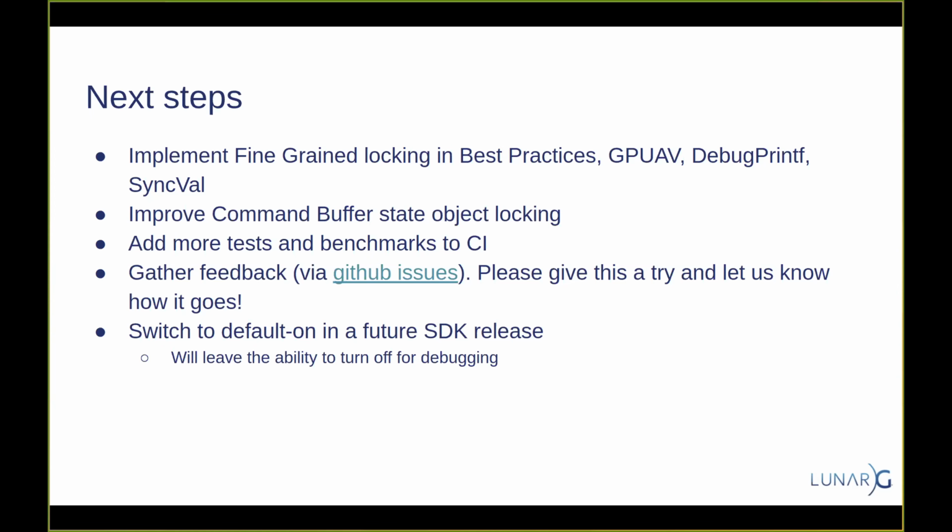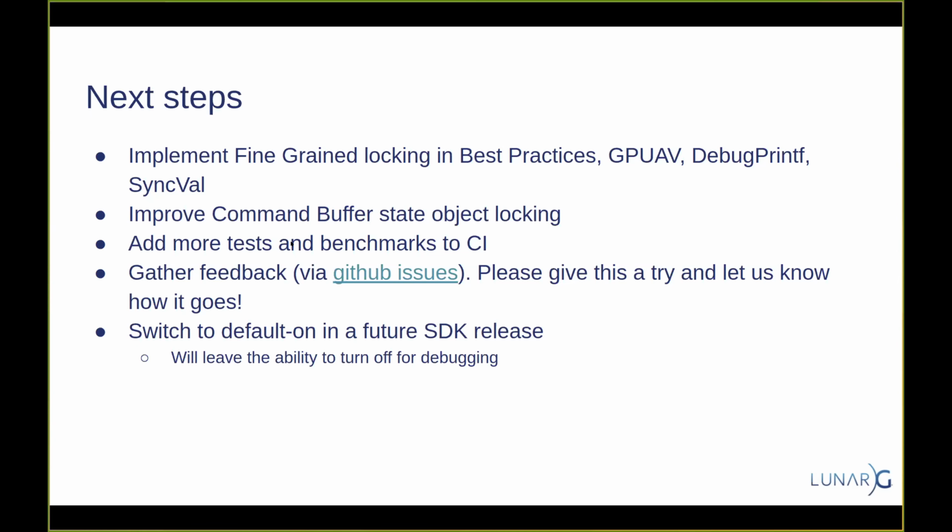Then the part where y'all come in is we need feedback. If you have an application that's multi-threaded and has had performance problems, give this feature a try and let us know if you find any problems or areas where it's still slow, and we'll try to get those fixed. Once we have a little bit more complete implementation and better coverage and feel that things are working well, we'll switch this to be default to on in a future release, and then we'll leave the ability to turn it off for debugging.